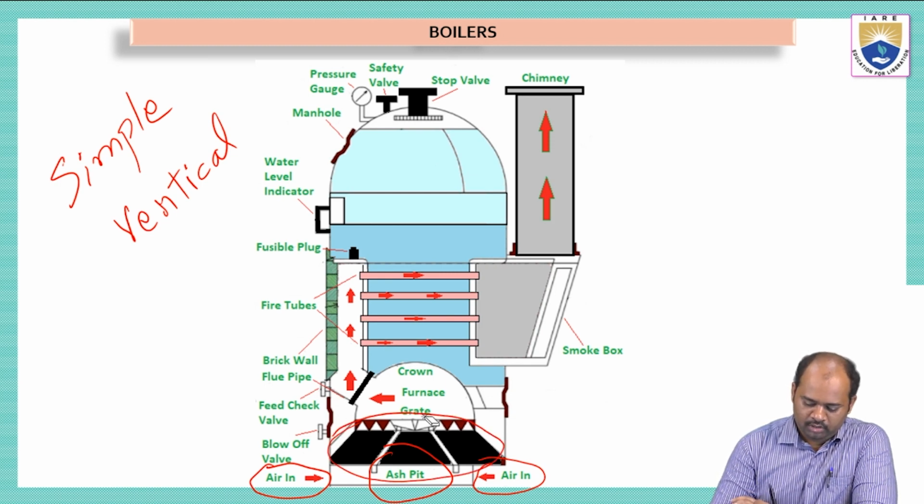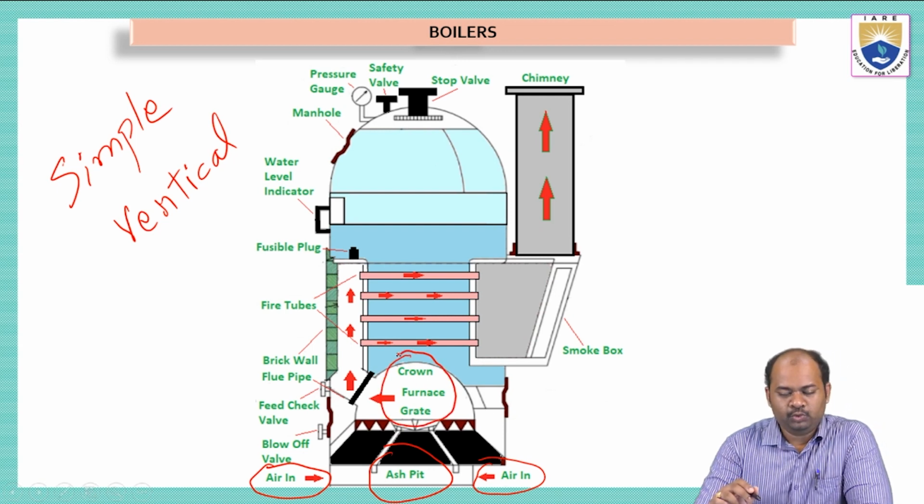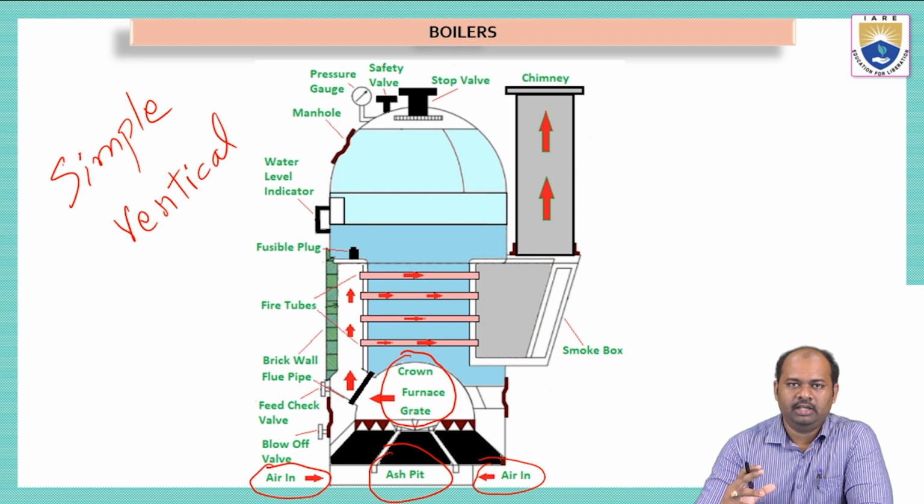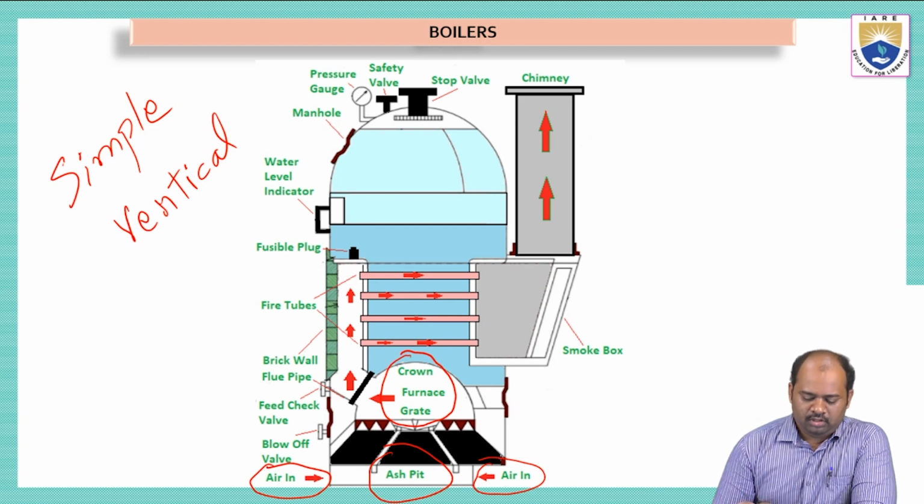Now above that, we can see the crown furnace grate. So what is the crown furnace grate? This is the place where the coal is taken and it is burnt. So the burning of the coal will be happening in this area, in the furnace. And also other devices we have on the left side.